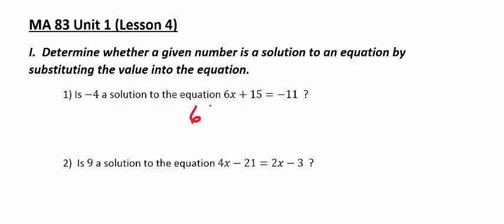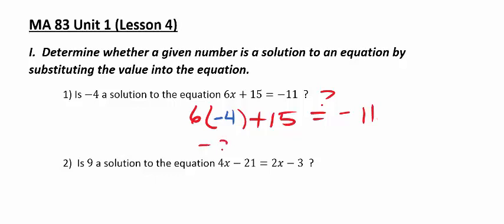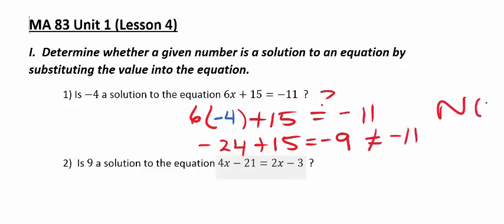So we're going to substitute -4 wherever we see x. So we have 6 times, and then I'm going to put -4 in place of x, plus 15, and we want to know, does that equal -11? Well, 6 times -4 is -24, plus 15 is -9, and -9 is not equal to -11. So no, this is not a solution.